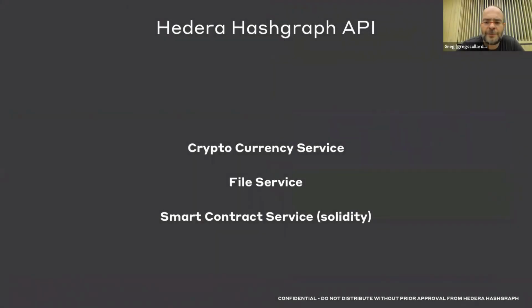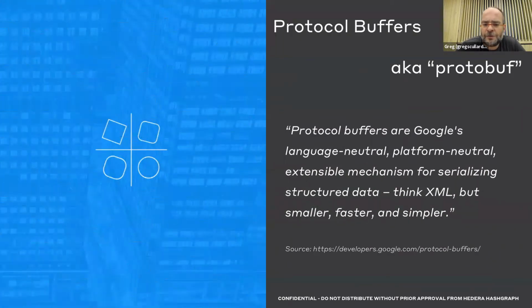So the Hedera API, which we call HAPI, obviously, covers the cryptocurrency service, the file service, and the smart contract service. So here is some underlying detail behind the API and how it was built, and some of the thought processes behind it, as background information, if you want.